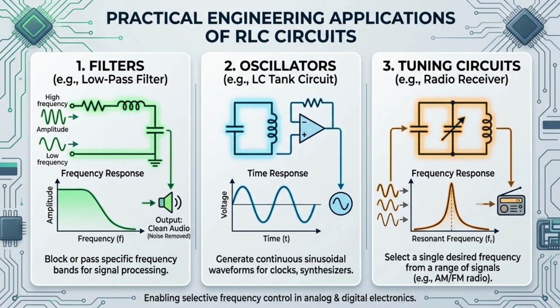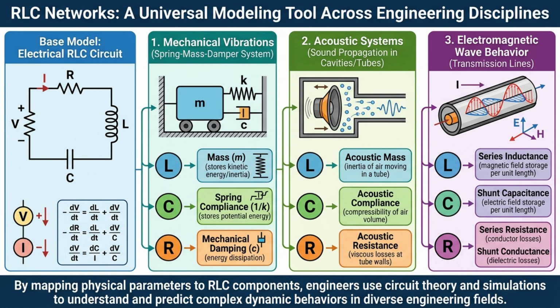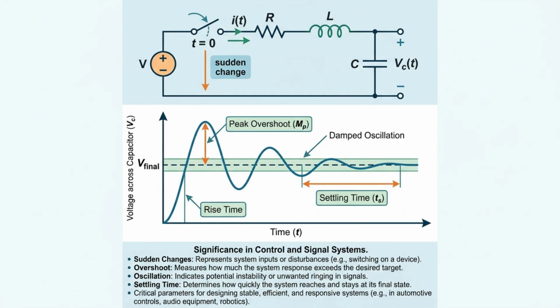They allow engineers to design systems that respond differently depending on signal frequency, enabling selective signal processing in both analog and digital electronics. RLC networks are also used to model real-world physical systems, such as mechanical vibrations, acoustic systems, and electromagnetic wave behavior. This makes them a powerful tool for understanding dynamic systems across multiple engineering disciplines. In transient analysis, RLC circuits are used to study how systems respond to sudden changes, including overshoot, oscillation, and settling time, which are critical in control and signal systems.